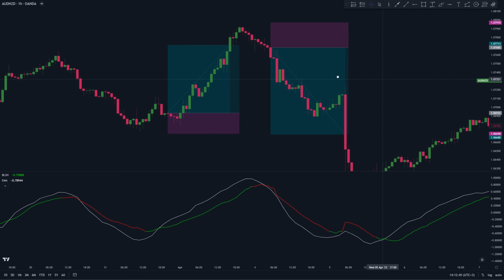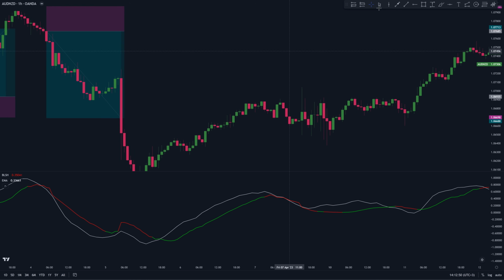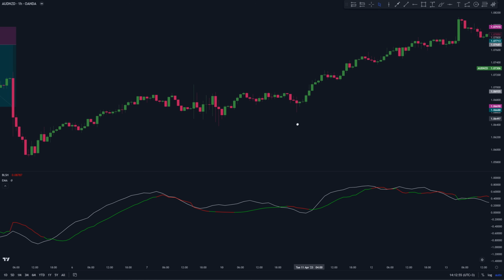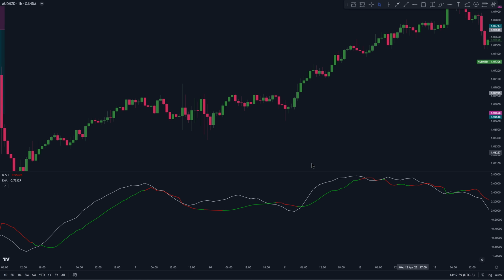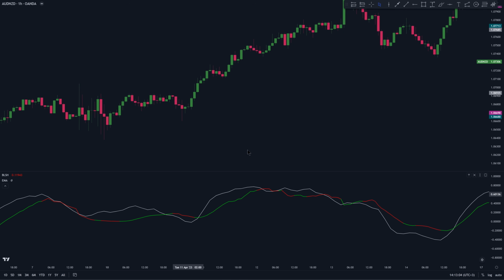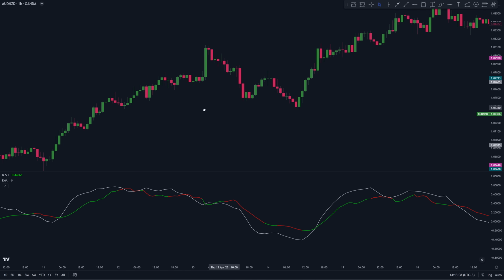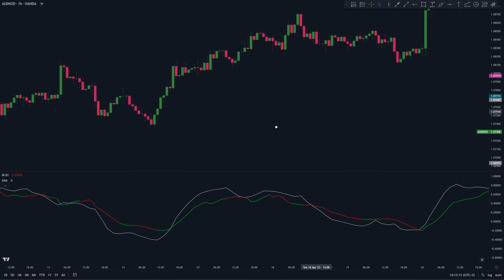However, the biggest problem with using these indicators this way is that when the market is consolidating, there are going to be a lot of false signals produced. To avoid them, we're going to add 2 more indicators to the chart to make our strategy so much better.